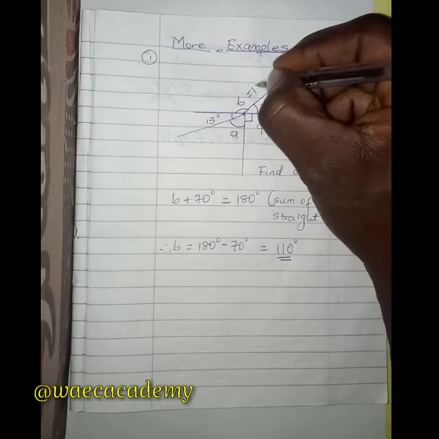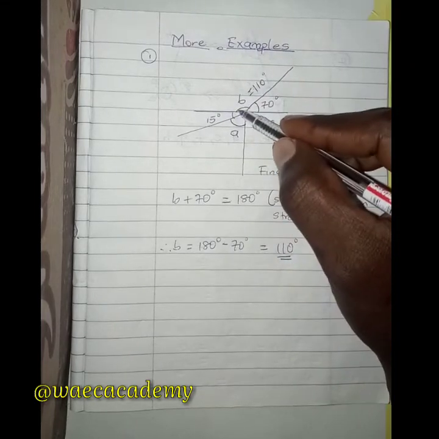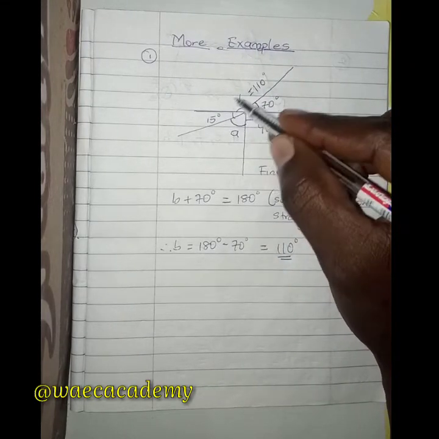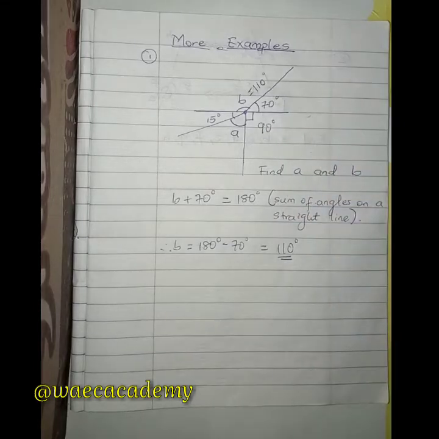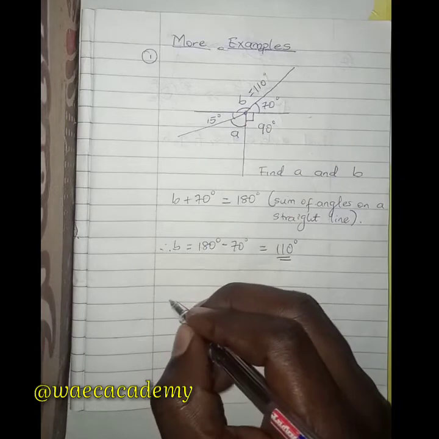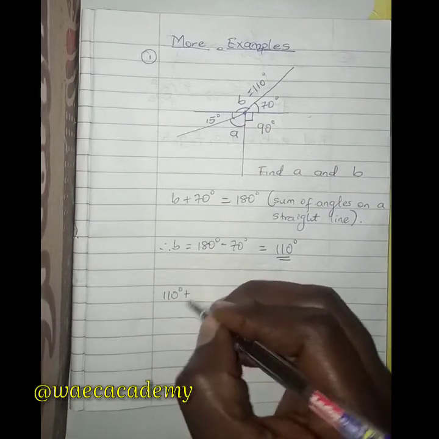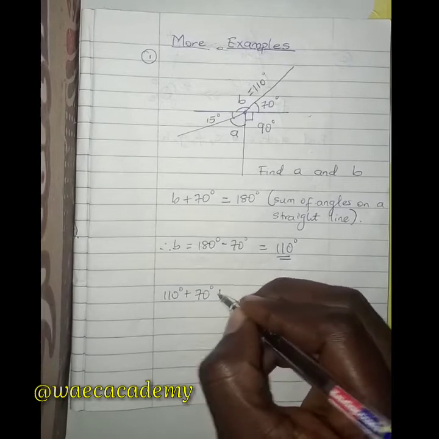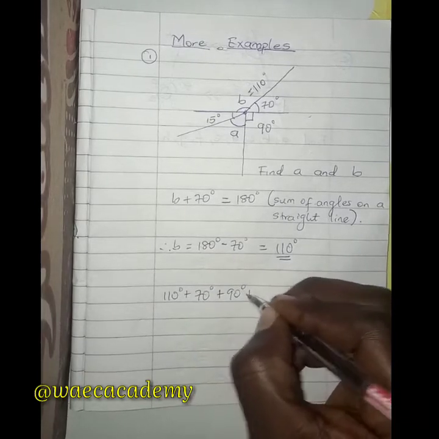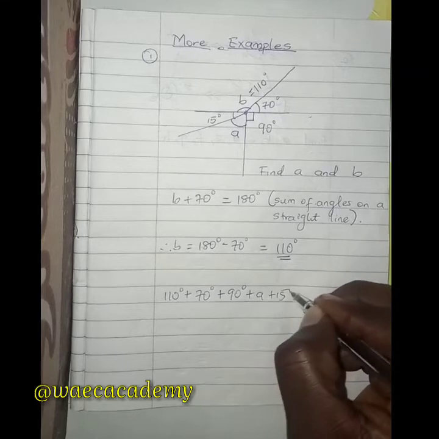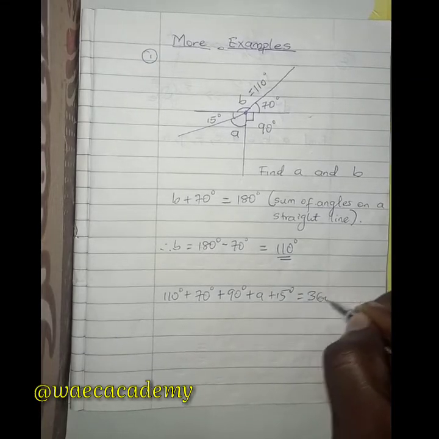B is now equal to 110 degrees. So if we move around, first one, second one, and so on, everything goes around in a circle, which means we can use sum of angles at a point. No problem. Let's sum everything together and use sum of angles at a point. So we have 110 degrees plus 70 degrees plus 90 degrees plus A plus 15 degrees. Everything equals 360 degrees.